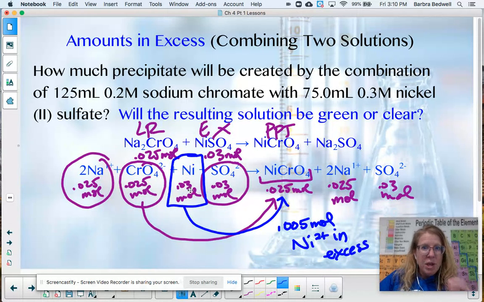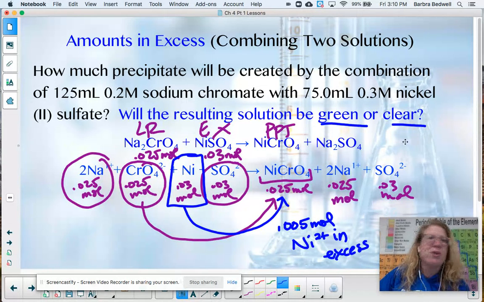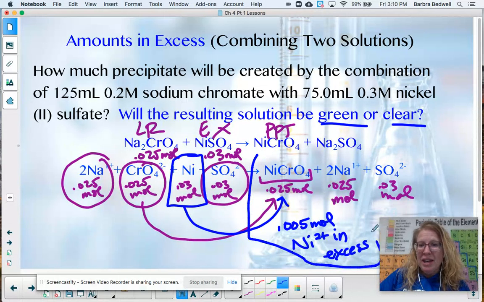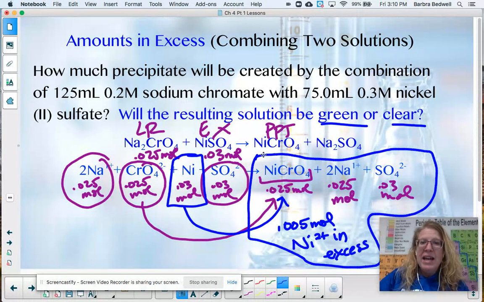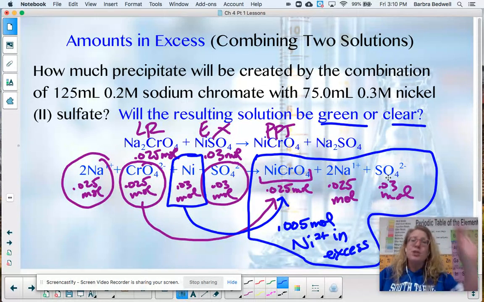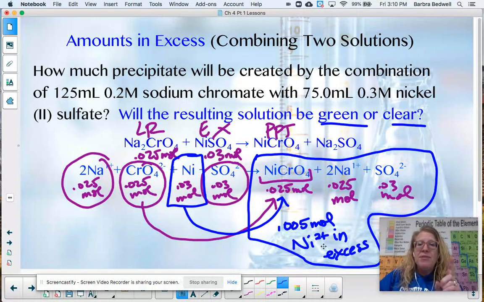And this is where the ionic equation part becomes really important. So what does that mean? Is our resulting solution green or clear? All right, well, think about what we've got in our product. Here is actually what's present in our final container. We've got nickel chromate, nickel II chromate at the bottom. We've got sodium ions dissolved in solution. They are clear. We've got sulfate ions dissolved in solution. They are clear. And we have a little bit of leftover nickel ions up above. They are not clear. They are actually green.